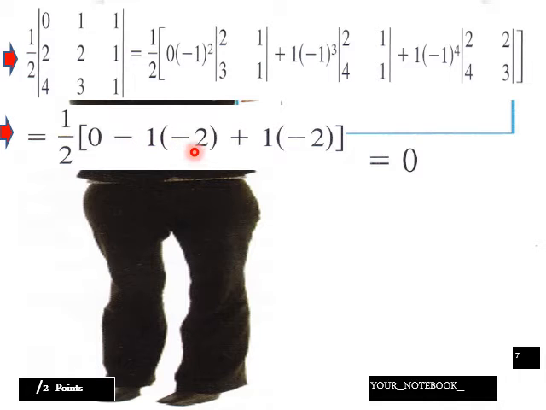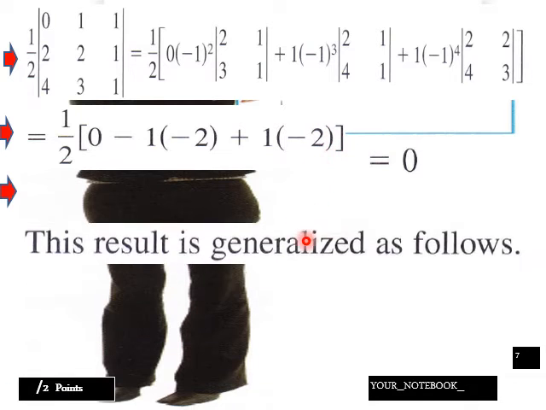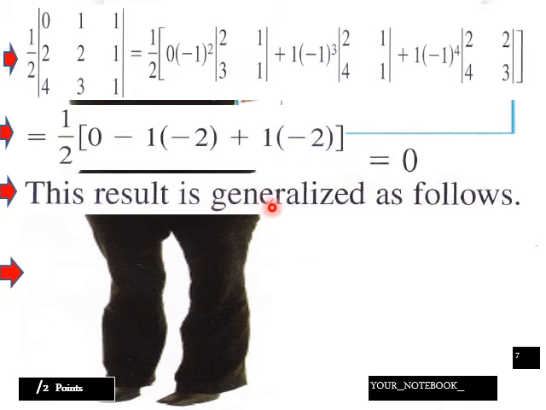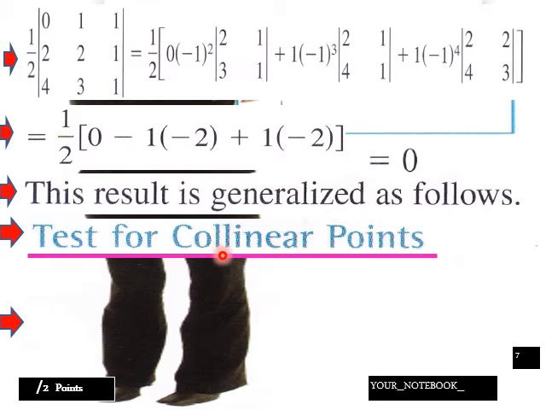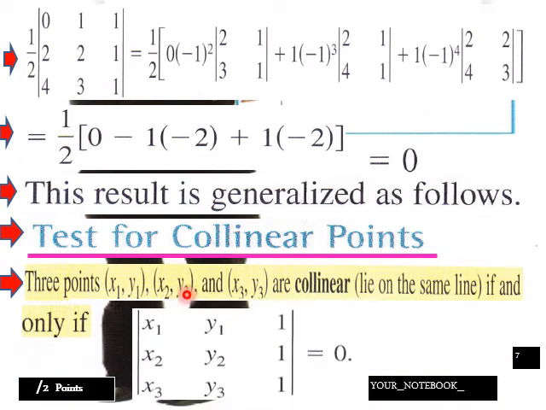See, 0 minus 1 times -2 plus 1 times -2 would equal 0 for that one there. So this result is generalized as follows. Test for collinear points. 3 points (x1, y1), (x2, y2), and (x3, y3) are collinear, that means lie on the same line, if and only if this determinant here will equal 0. That would be the way that you would tell that they are collinear.